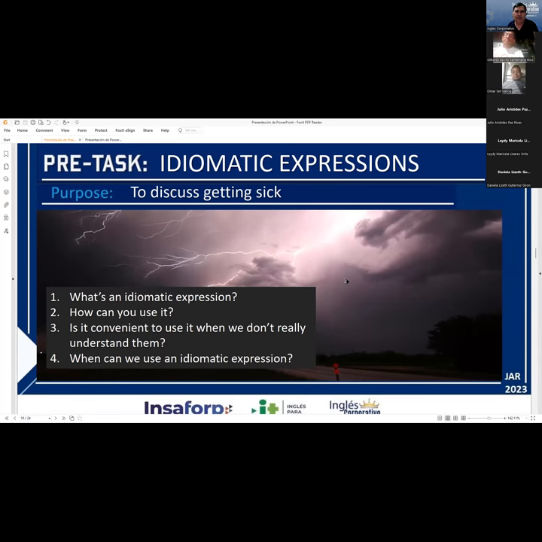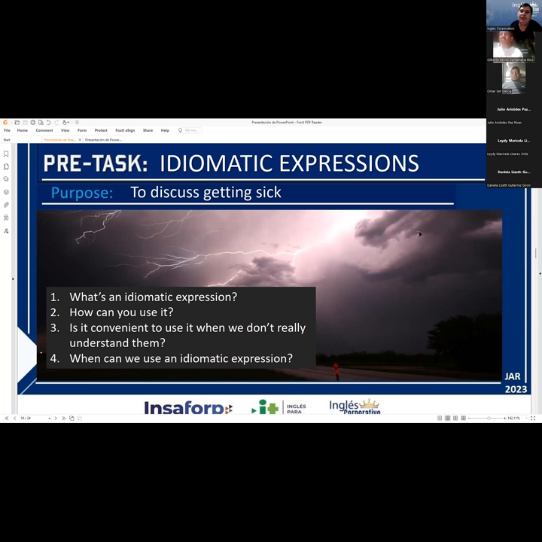Idiomatic expressions. Okay, first things first. What's an idiomatic expression? It's an expression that has a special meaning. It doesn't have a literal meaning, right? The expression is not literal. It's idiomatic.